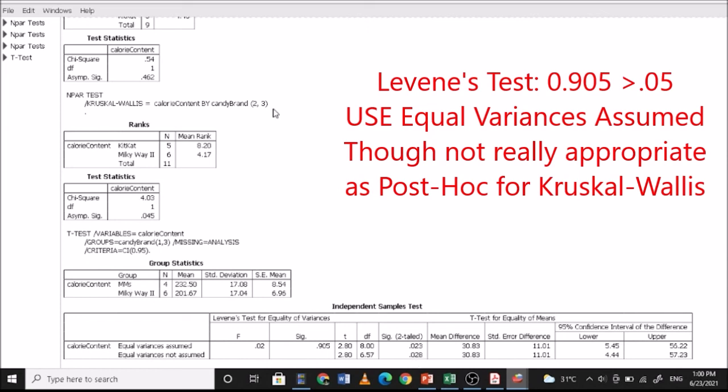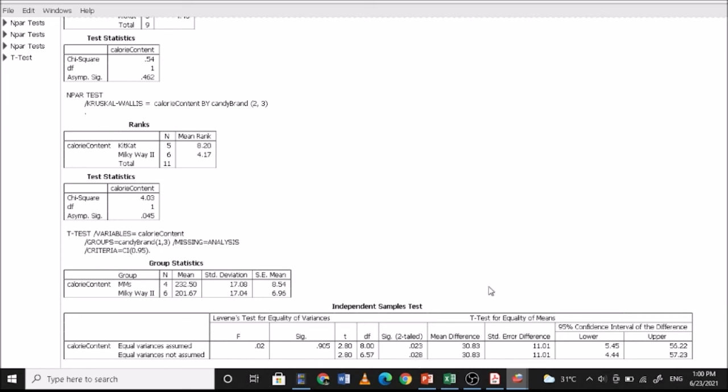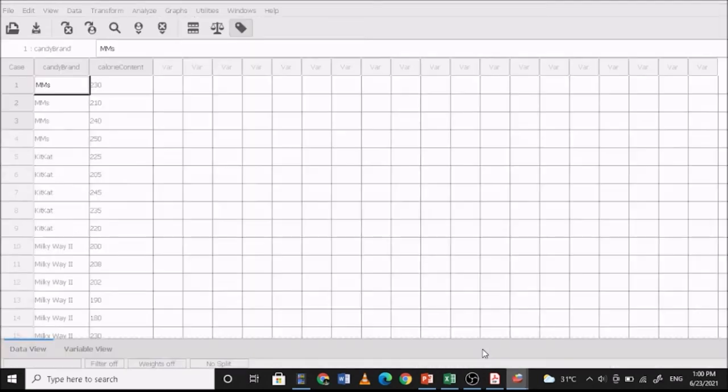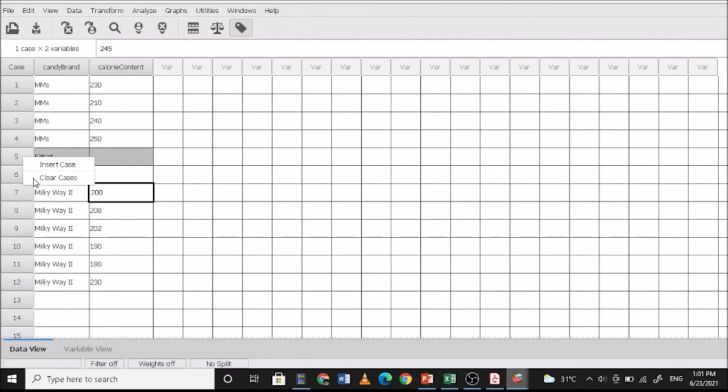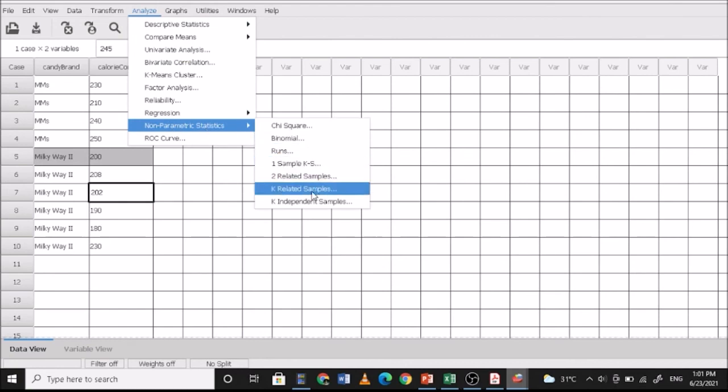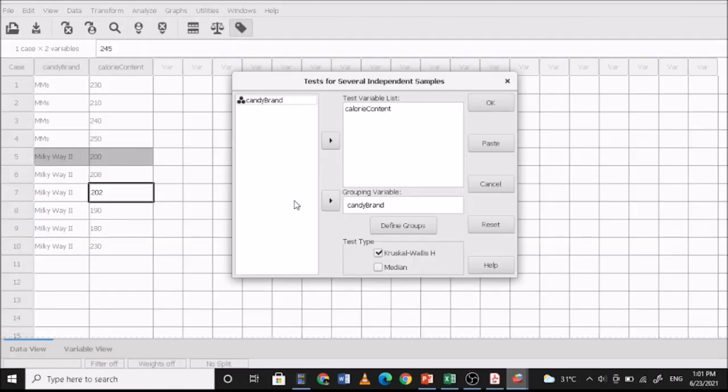But that is actually less accurate because for the t-test we are assuming that the data is normally distributed. So you can also delete this manually, or you remove it entirely, your cases one by one. It's not possible to do it as a whole. So let's clear cases. Then you can now do the non-parametric test for K independent samples.